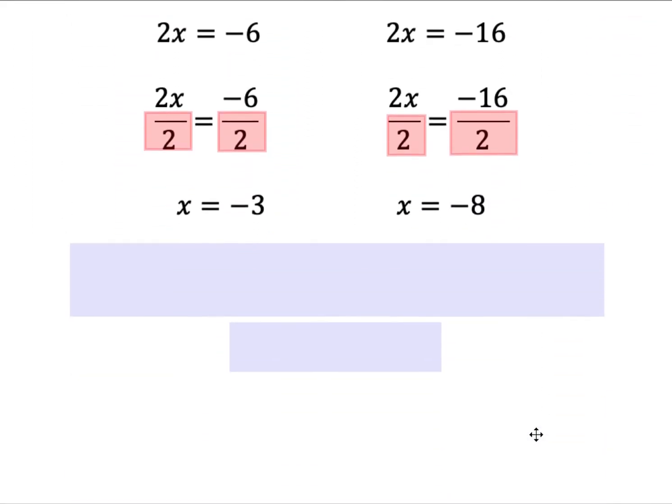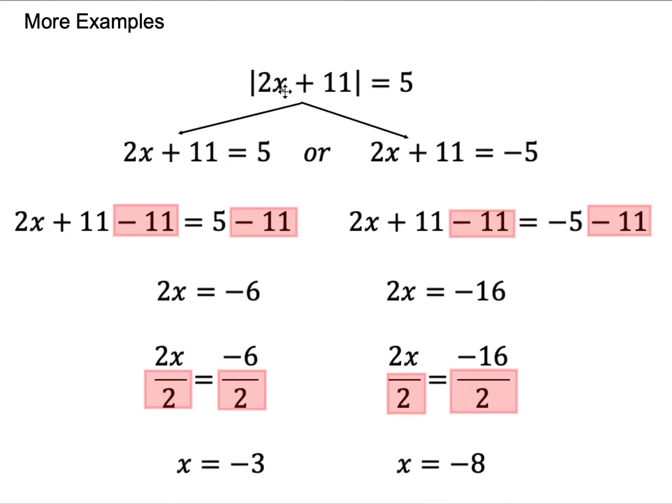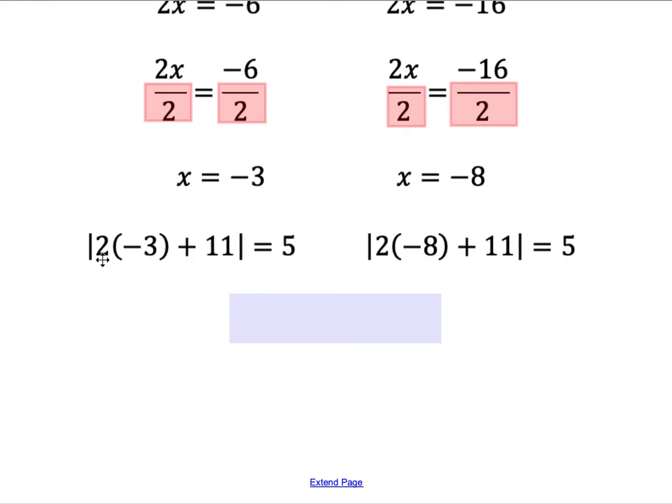Now, with these 2 solutions, we need to check them in the original problem. Remember, it was the absolute value of 2x plus 11. Here's 2 times negative 3 plus 11. And this is 2 times negative 8 plus 11. Well, 2 times negative 3 is negative 6. Negative 6 plus 11 is 5. This one works out just fine. This is negative 16 plus 11, which is negative 5, and absolute value is 5. Both of those work, so both of those are answers. x can be negative 8 or negative 3. Okay, next example.